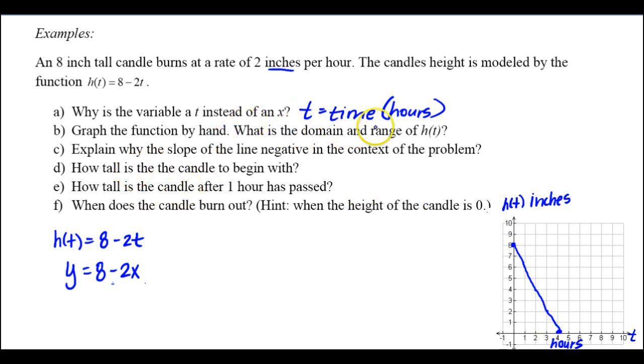What is the domain and range of h of t? Now, here's something to be really cautious of. If I asked you to graph y equals 8 minus 2x, then you would continue this graph past the y-axis over here. I'd go to the left of the y-axis and make sure to draw arrows on both sides, because that line would continue on and on forever. But I'm asked to draw h of t equals 8 minus 2t, which represents something in the real world. It represents the height of a candle.